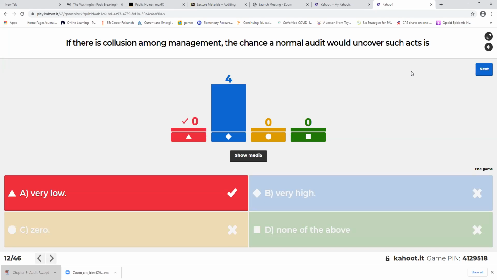So keep in mind that when we're auditing, we're not looking for criminal activity. We're looking for compliance with generally accepted accounting principles and any material misstatement. So not that it's easy, but it has been done many times.